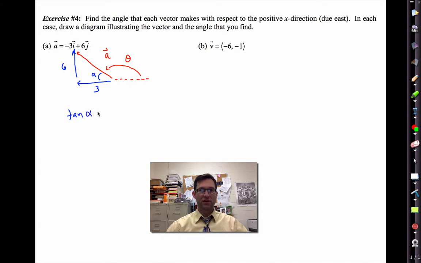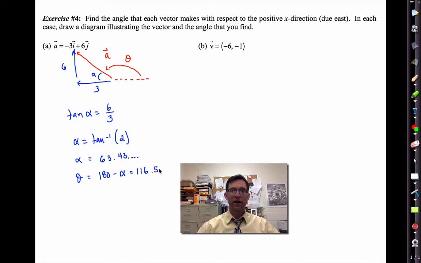I'm going to say tangent of alpha is equal to 6/3. So alpha will be the inverse tangent of 6/3, or 2, whichever you want. That's going to be easy enough. That's going to be 63.43, etc. And now theta, the angle I need, will be 180 minus alpha, which will be 116.565. Yeah, that's what I got, accurate to 3 decimal places.